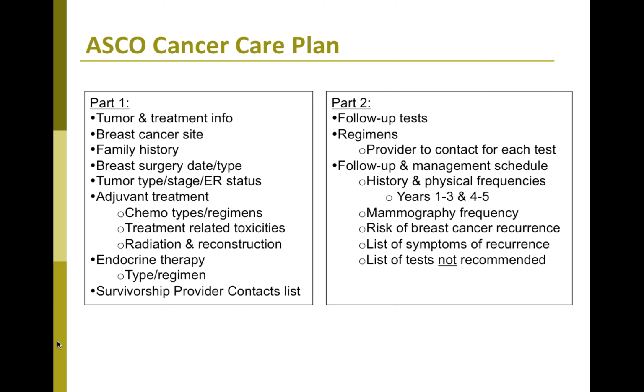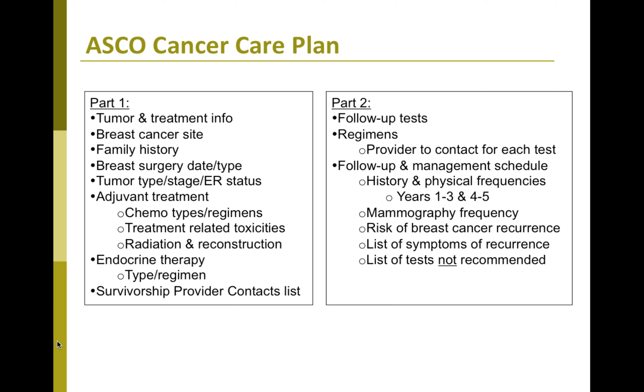So here's an example from the American Cancer Society on a cancer care plan. Part one would have to do with just the cancer itself, the physical things, family history, what kind of surgery they had, what kind of tumor it was, where it was staged, what kind of treatment was received, other things like that.